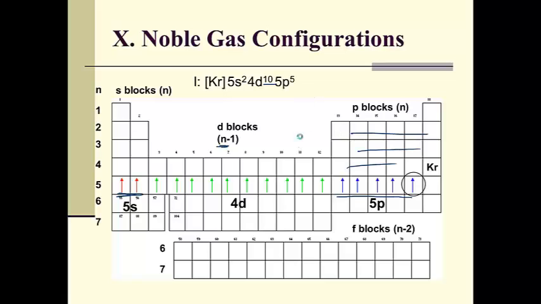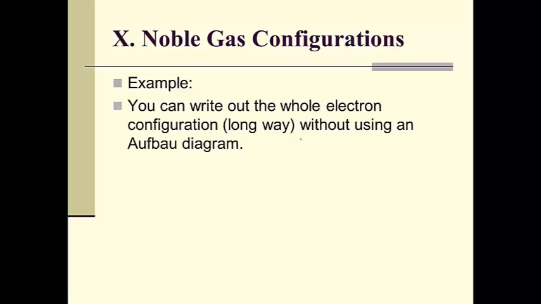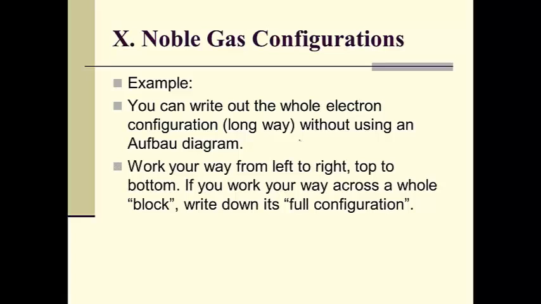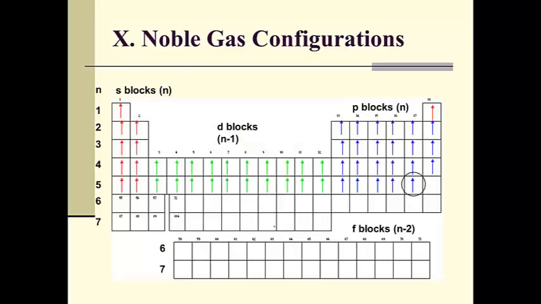Okay, what if I told you to write out the whole long thing? Simple. Start at the very top, work your way left to right, and fill it in. Write down the full configuration. So, in other words, we wouldn't be starting from here, we'd be starting from the top. Work your way across the top row.